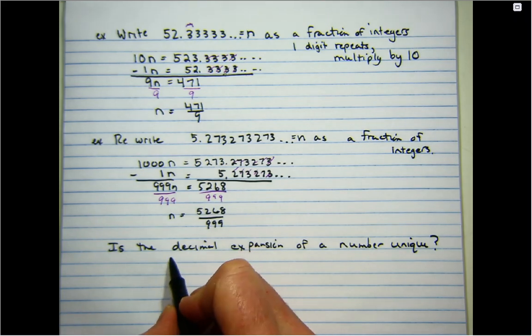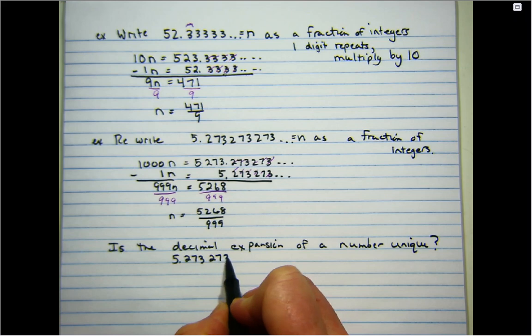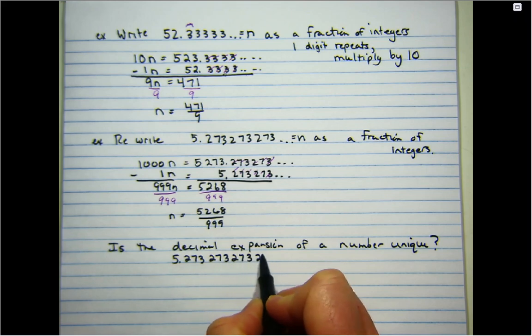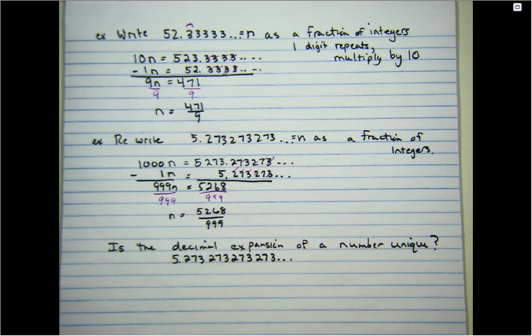So like the one we just looked at, for example, if you changed any of these numbers, you'd have a different number, wouldn't you? If you changed one of the threes to a four, all of a sudden you have a different number. Okay, so you're leaning toward yes, it's unique. Anybody else have any ideas?